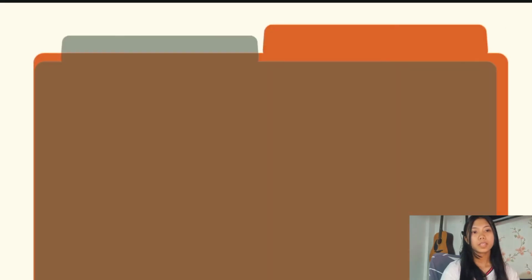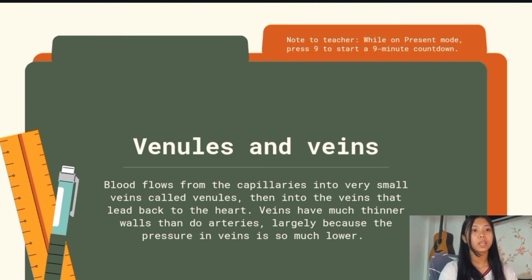The venules and veins. Blood flows from capillaries into very small veins called venules, then into the veins that lead back to the heart. Veins have much thinner walls than arteries, largely because the pressure in veins is so much lower.